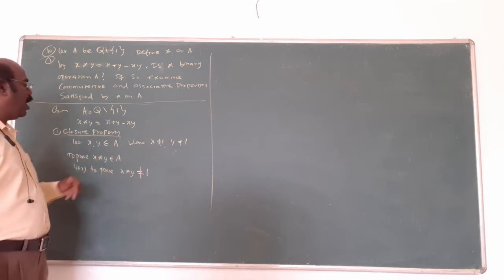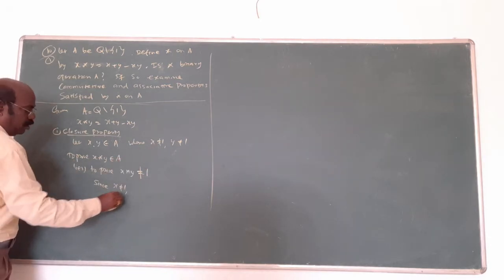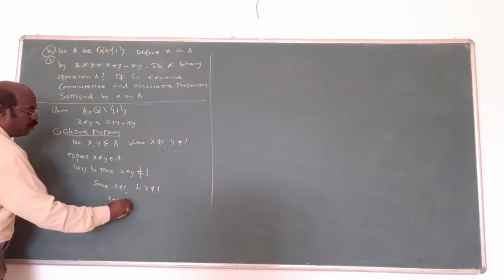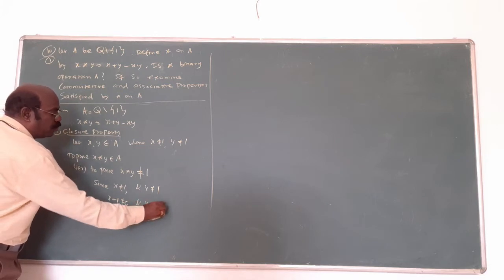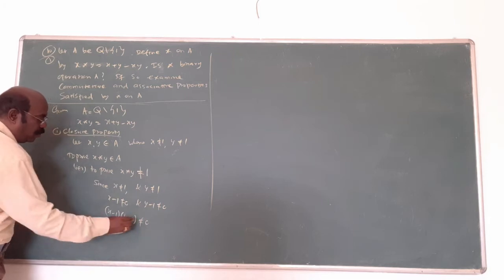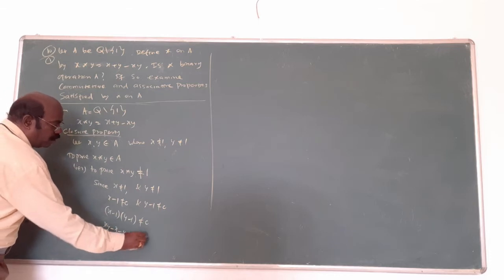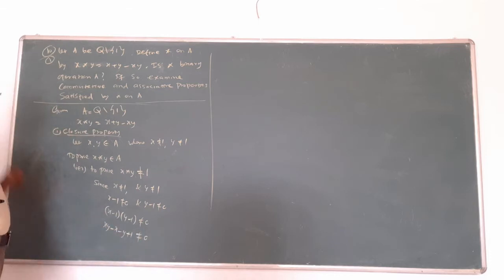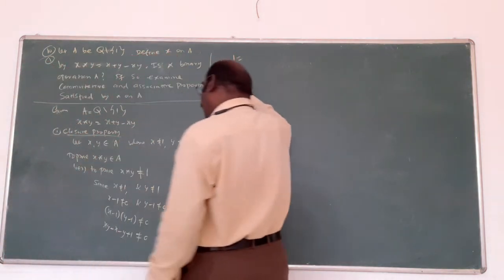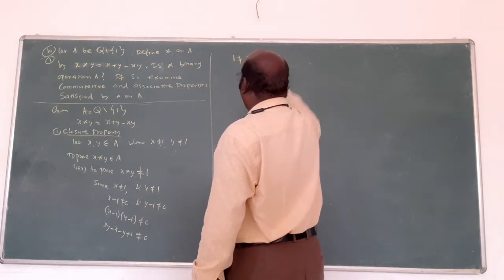Now I am solving the same: x not equal to 1 and y not equal to 1. Let us say x minus 1 not equal to 0 and y minus 1 not equal to 0. Multiplying, x minus 1 times y minus 1 also is not equal to 0. That is xy minus x minus y plus 1 also not equal to 0. Am I right? Once again, x plus y minus xy.